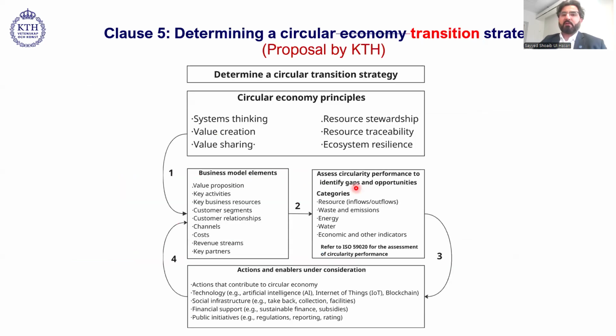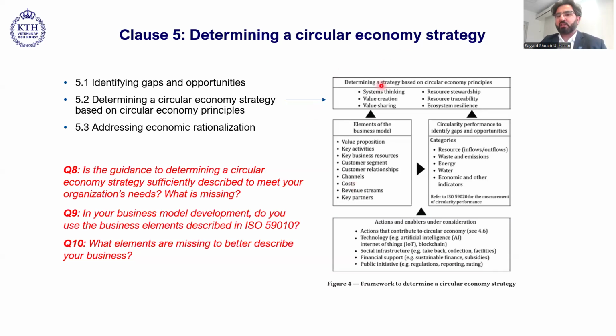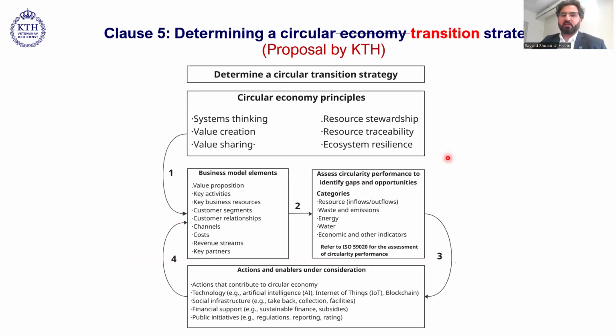For example, this is a little bit of restructuring. We are not changing much. As you can see here, the arrows are also really not clear how to read them. So we are suggesting a slightly restructured picture here. For example, on the top, we have determine a circular economy strategy, which is the aim of clause 5. And it should start with the circular economy principles.